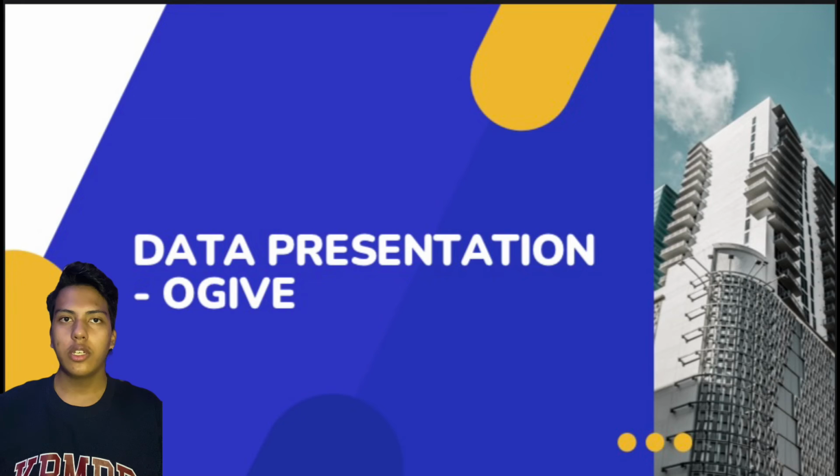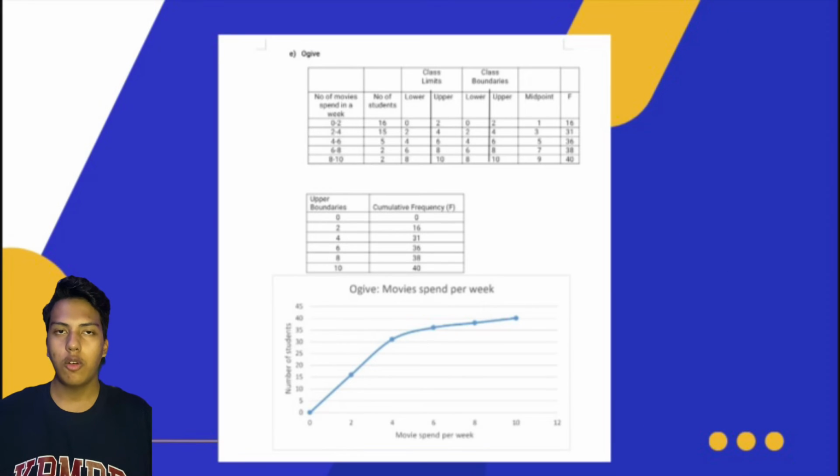The last graph is the ogive. The graph is based on data on how many movies the students of KPMBP watch in a week. There are 16 students who watch 0 to 2 movies, 15 students watch 2 to 4 movies, 5 students watch 4 to 6 movies, 2 students watch 6 to 8 movies, and 2 students watch 8 to 10 movies in a week. For this graph, we use class boundaries and frequency. To find the frequency is by adding the number of students, and that is the frequency of the graph.